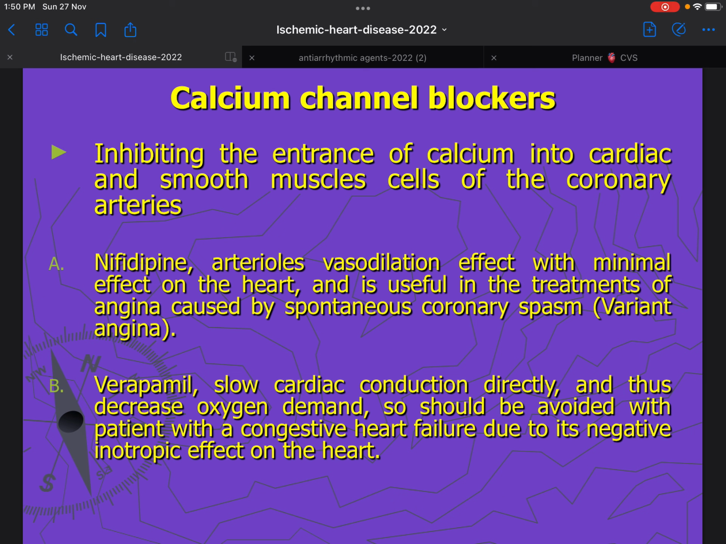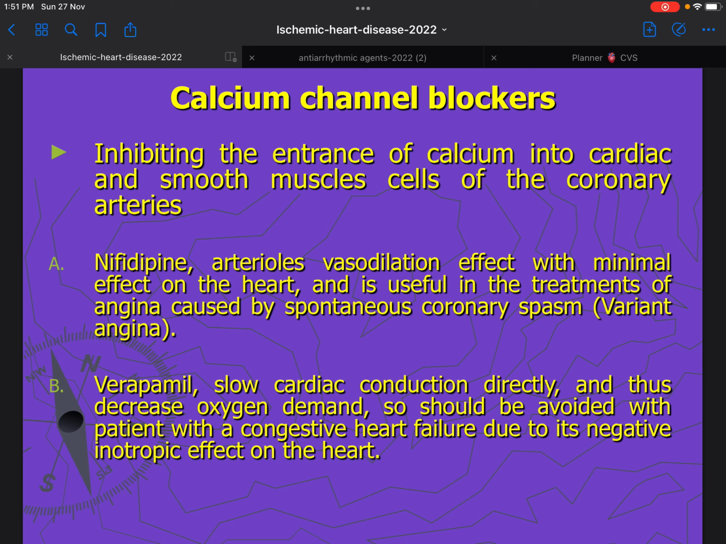So how do they work? They inhibit the entrance of calcium into the cardiac and smooth muscle cells of the coronary arteries. Nifedipine causes arteriolar vasodilation, with minimal effect on the heart. Again, they are mainly working on the calcium channel in the vasculature. So they are useful in the treatment of angina that is caused by spontaneous coronary spasm because they're vasodilators, so variant angina. On the other hand, verapamil or diltiazem cause a slowing of the cardiac conduction directly.